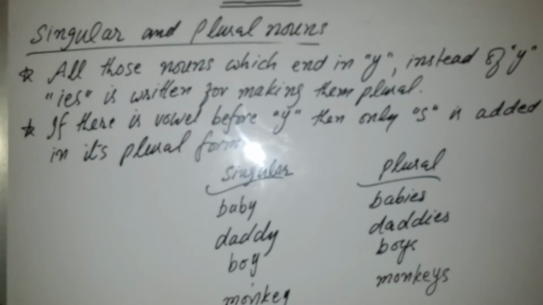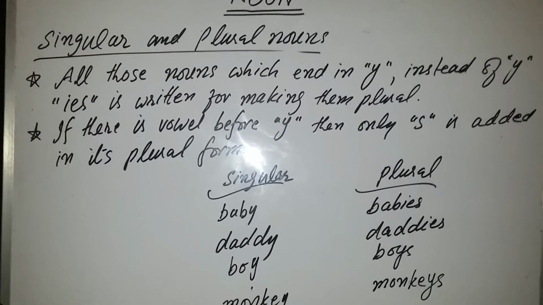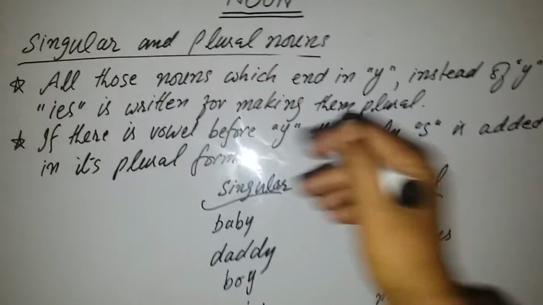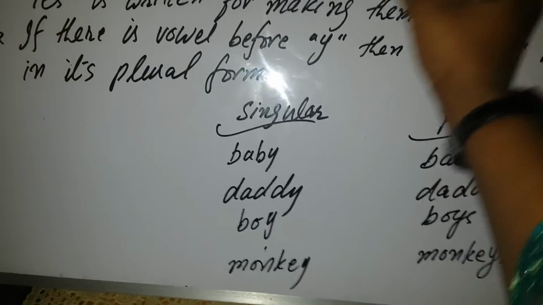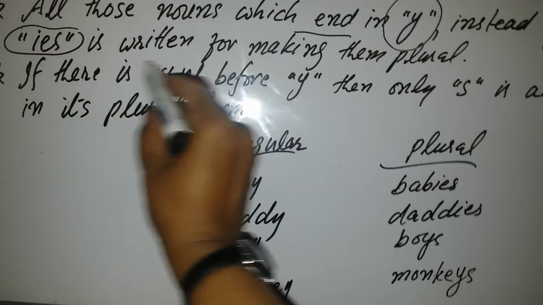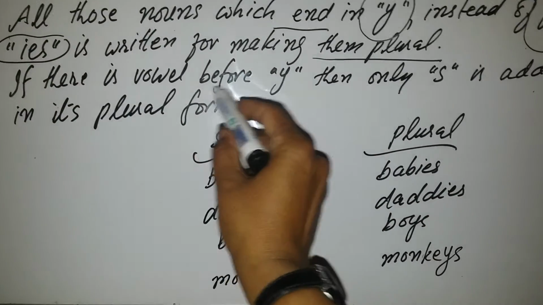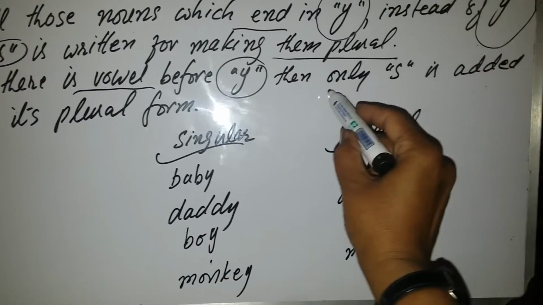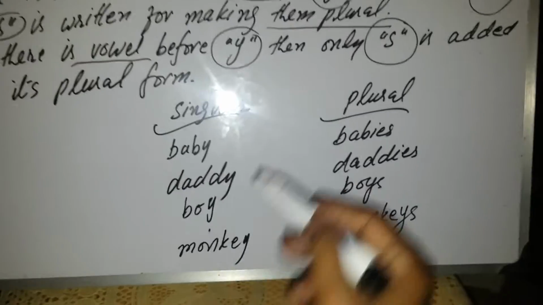Now all those nouns which end in y, instead of y, ies is written for making them plural. If there is a vowel before y, if you find any vowel written before y, then only s is added in its plural form. How? Look at the examples.